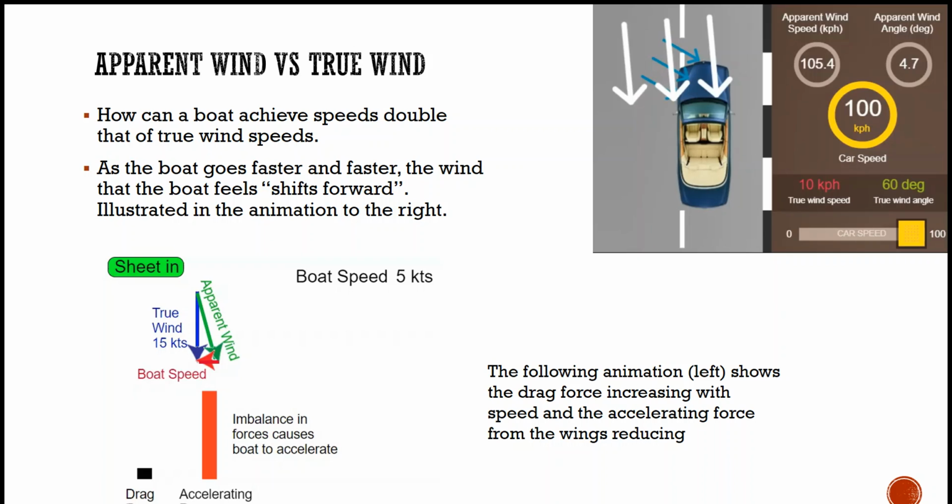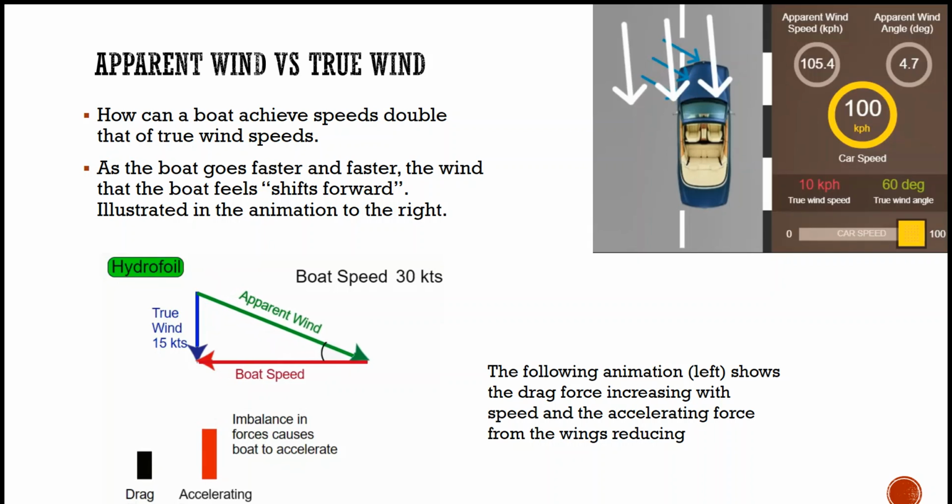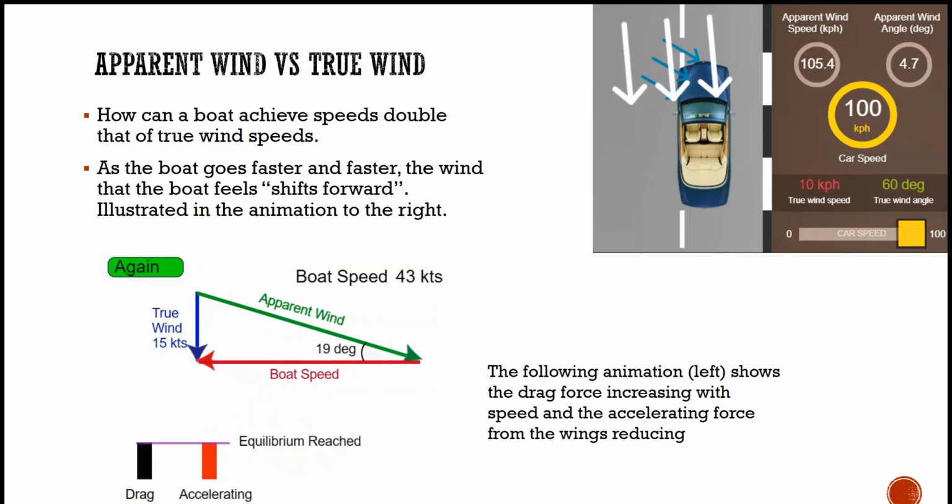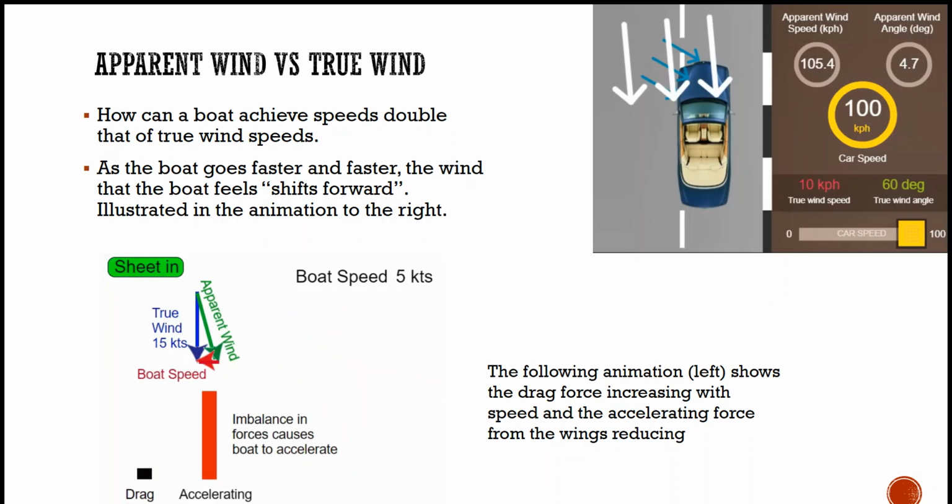That angle can never be zero, as the boat would be moving straight into the wind, and that's not possible under these universal laws. The lift, or forward component of the force to drive the boat forward, relies on this angle. Now the following animation to the left shows the drag force increasing with speed and the acceleration force from the wings reducing. Note that there is a step jump down in the drag force as the boat begins to hydrofoil. Had the drag force equaled the acceleration force before the boat hydrofoiled, then the boat would not continue to accelerate. But this is not our point of focus here.